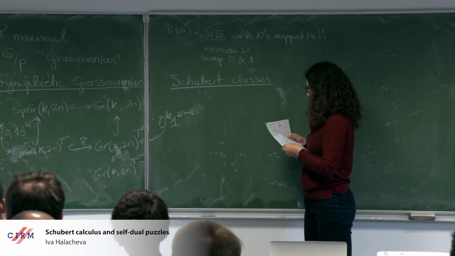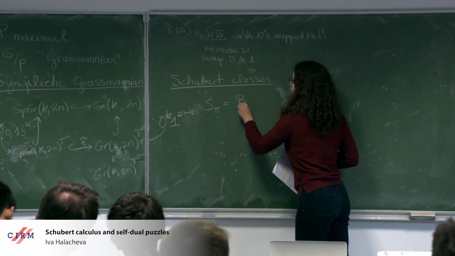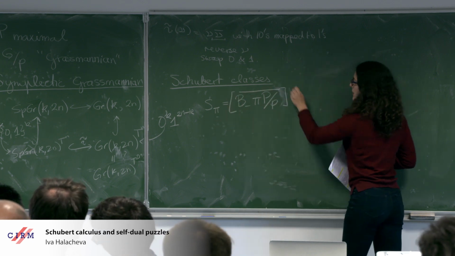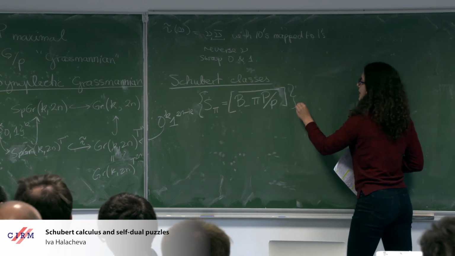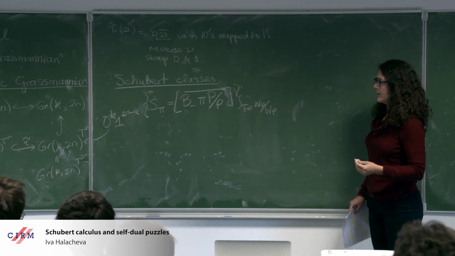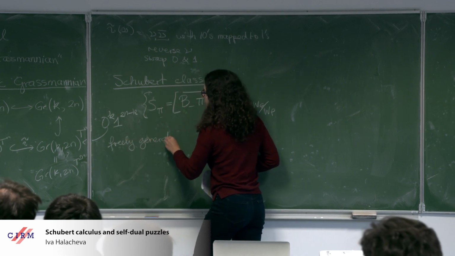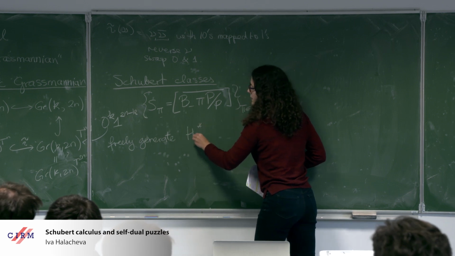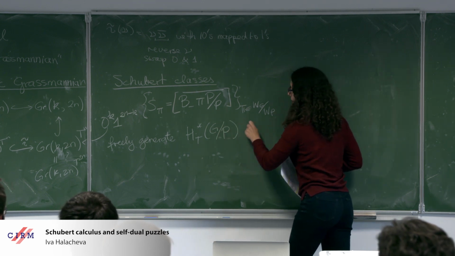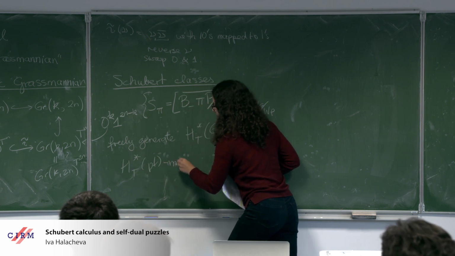So for the Schubert classes, we're thinking about S pi being the class of the closure of the opposite Borel orbit through pi times P mod P. So if we take this collection as pi ranges among W_G mod W_P, then these freely generate the equivariant cohomology of the partial flag variety as a module over the equivariant cohomology of a point.